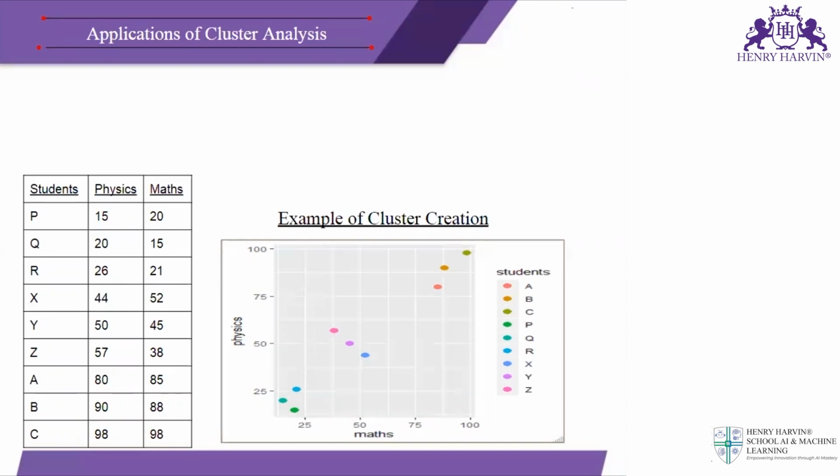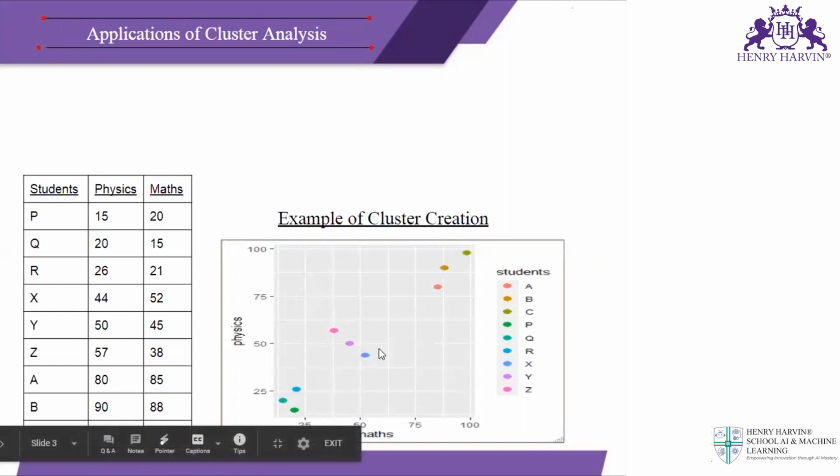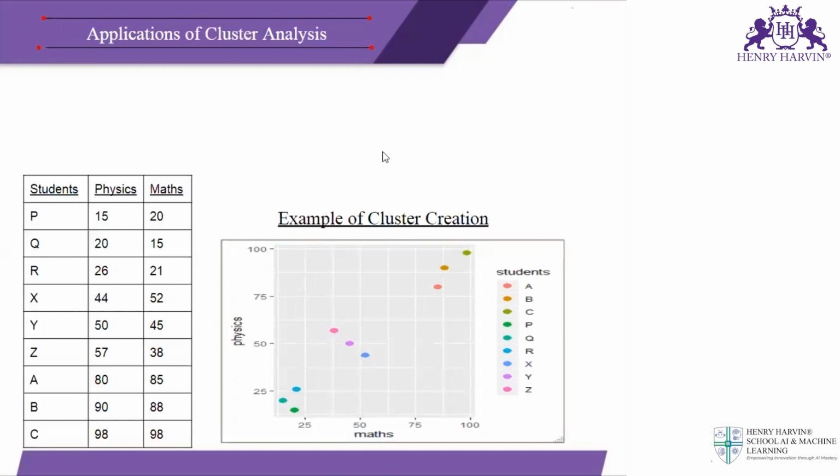So if we create clusters for this data set, we have three groups wherein PQR is in one group, XYZ is in one group, and ABC is one group. So this is how clusters will be created, wherein each cluster will be homogeneous within and heterogeneous with the other clusters. Then there are a few applications given here wherein cluster analysis is used in those domains.